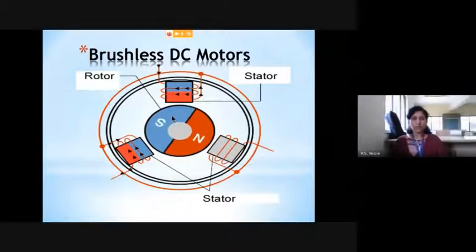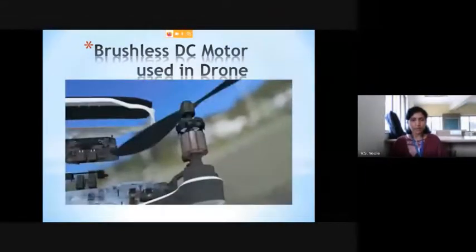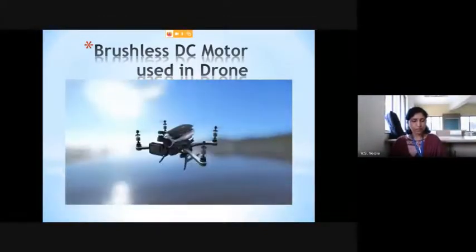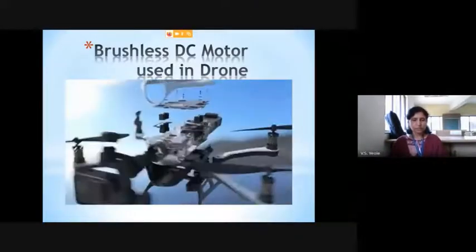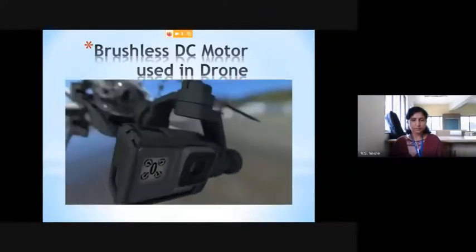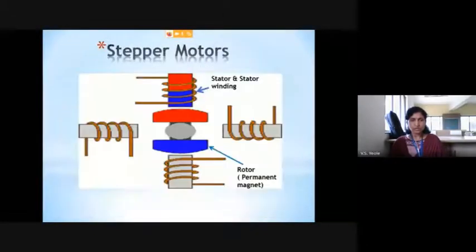Now, the advantage of the brushless DC motor is that there is no sparking because brushes are absent. So this type of motor can be used in different types of applications easily. I will show you one of the applications. It is used in drones. Can you see the motor? So this is one of the applications of this motor, used in drones.